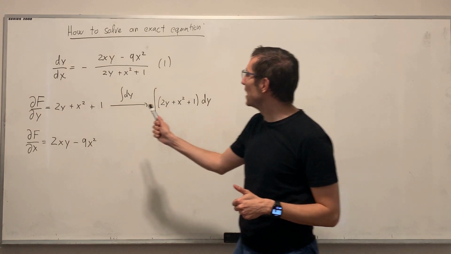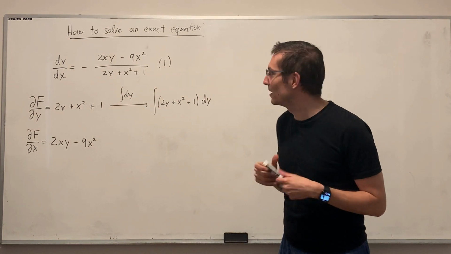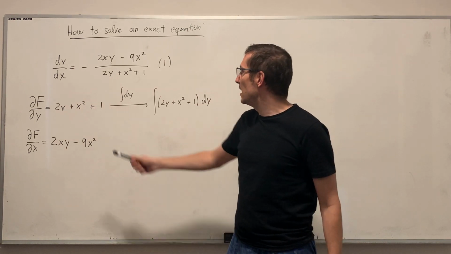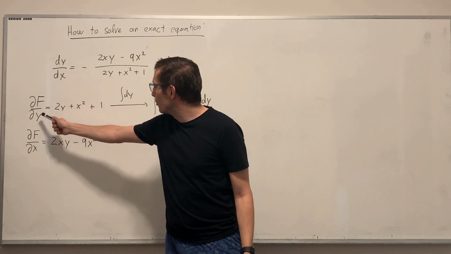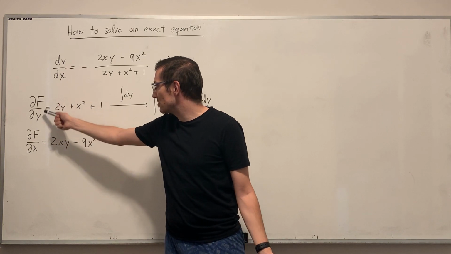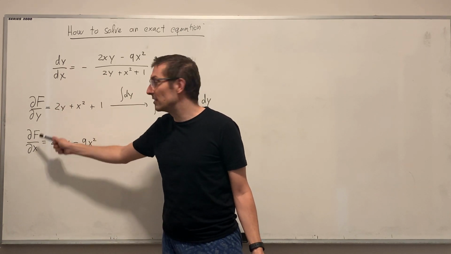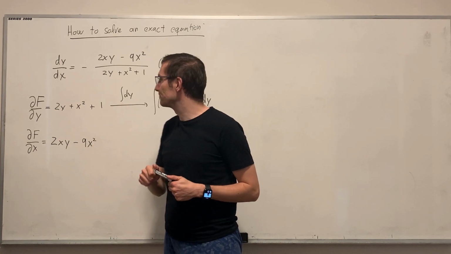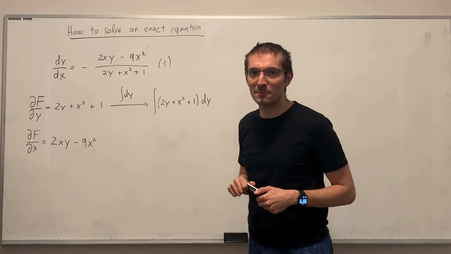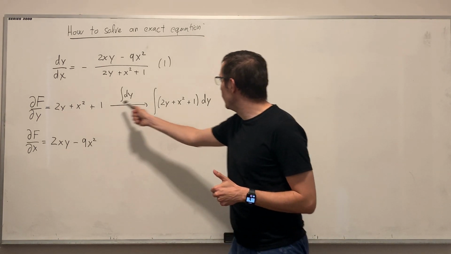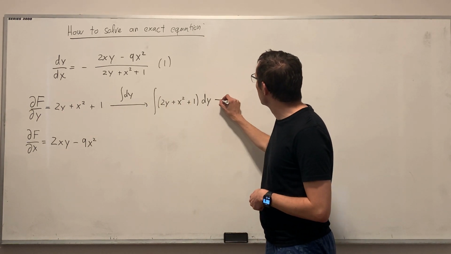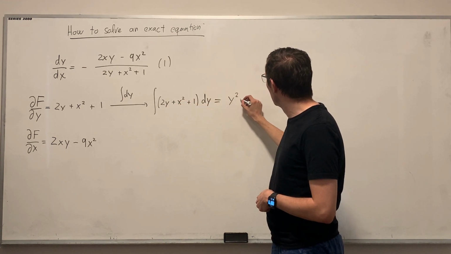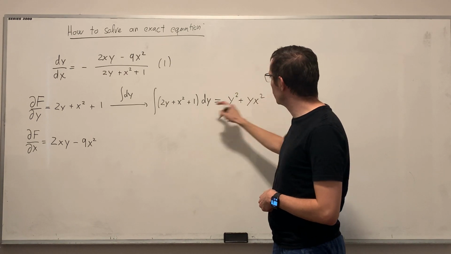Remember, we're trying to obtain f of xy, that's our objective, by integrating the differential form. If we integrate the partial derivatives, we know that f is the integral with respect to y of partial f partial y, and f is also the integral with respect to x of partial f partial x. All right? Now, let's do the integral with respect to y first. If we integrate with respect to y, this integral is very easy. So this is y squared, this one is yx squared, and the integral of 1 is just y.